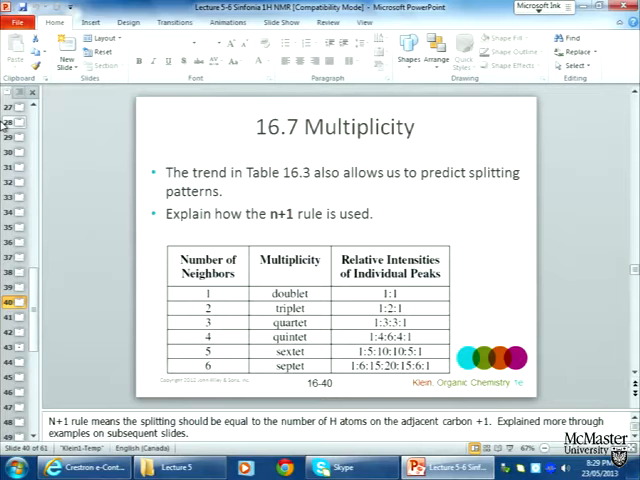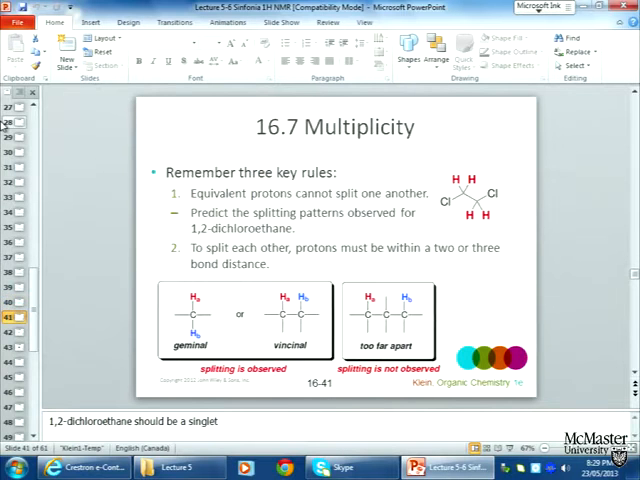Much more useful to sort of think about the n minus 1 rule, if you like. Measure the number of peaks and work out the number of neighbors. So any structure that you draw must be consistent with that number of neighbors. So, there are some key rules here.